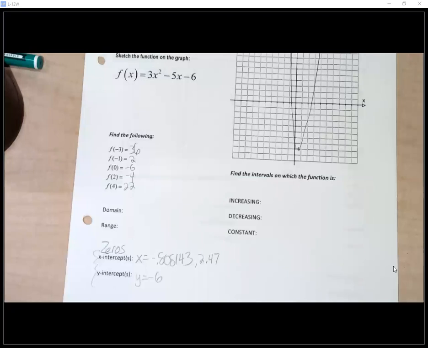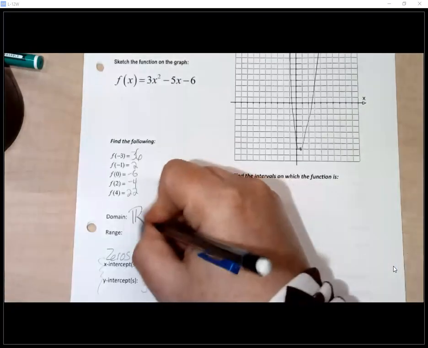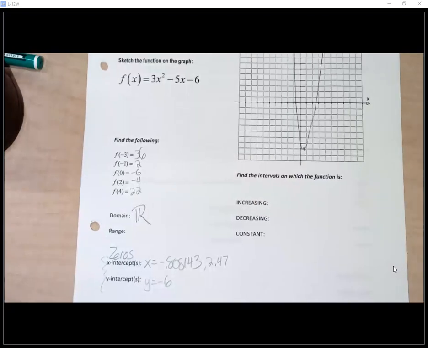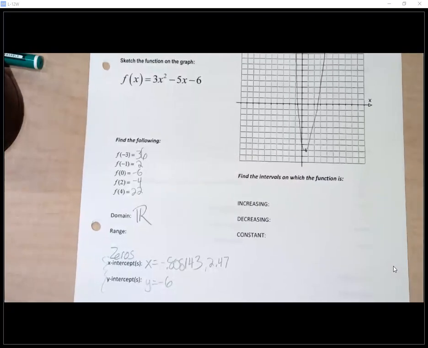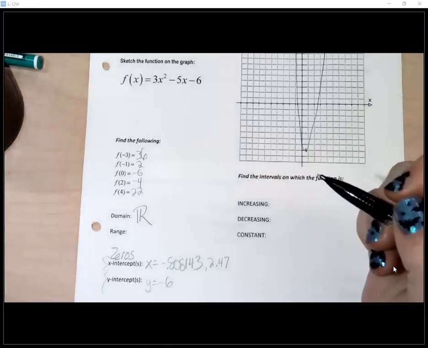Okay, so domain. Can anybody tell me what that is? What's the domain for this function? Jake? All reals. You can plug in whatever you want. Nothing's going to break. The range, however, is not all reals. What is it? Evan? Y is greater than or equal to -8.1.